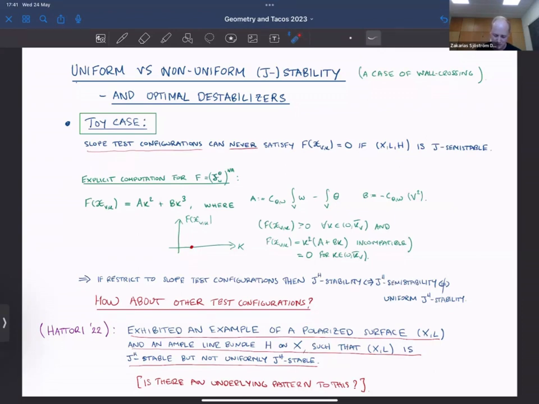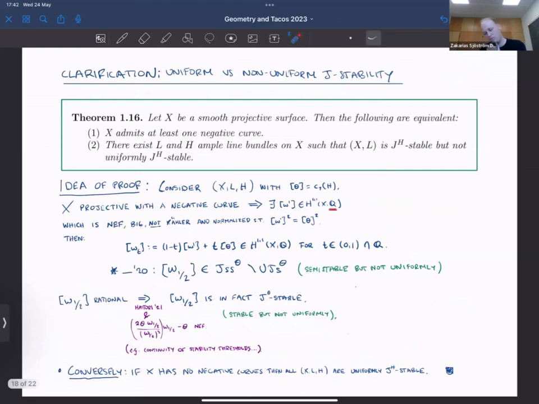Here we connect with some very nice recent work of Hattori, where he found one example of a polarized surface which was J-stable, but not uniformly stable. So here we enter the projective surfaces. To my knowledge, this was the first such example. So this is very nice. And so it's natural to understand if there is some kind of underlying pattern to this. We found one example where J stability is not the same as uniform J stability. So does this happen often? And why does it happen? So let's try to see if we can understand something about this.